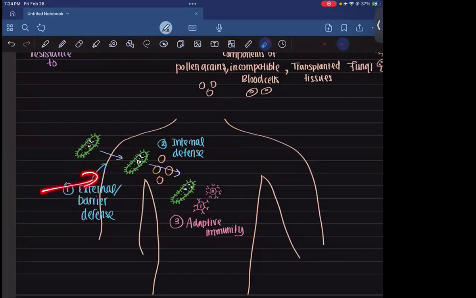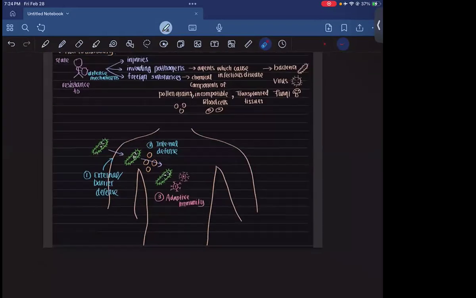So just imagine you're trying to enter a particular zone. First of all, you will have the external or barrier defense, which is the first round of troops. And then once the bacteria surpasses them, it will encounter the second line. And if the bacteria surpasses that as well, then it will face a very specific immune response, where your adaptive immunity is going to work against the bacteria. So this is the flow.